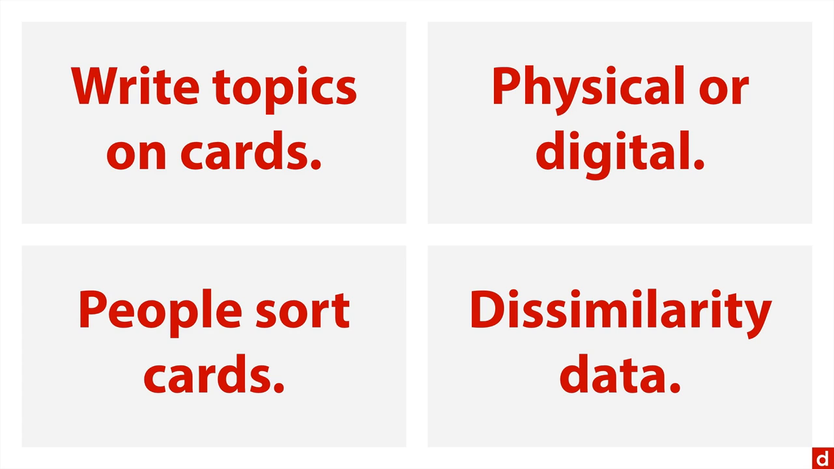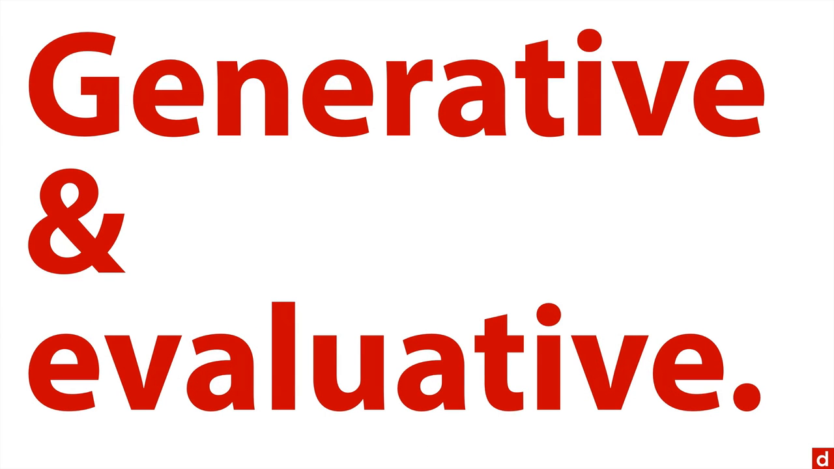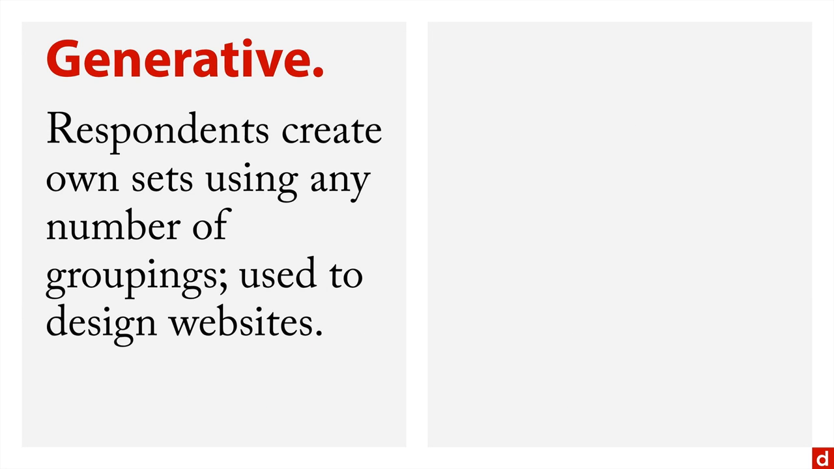Now, there are two very general kinds of card sorting tasks. They're generative and there's evaluative. A generative card sorting task is one in which respondents create their own sets, their own piles of cards using any number of groupings they like. And this might be used, for instance, to design a website. If people are going to be looking for one kind of information next to another one, then you want to put that together on the website so they know where to expect it.